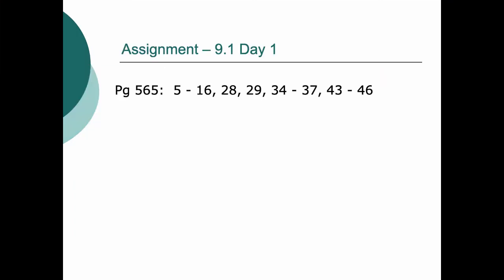All right, so that is all for 9.1 day 1. Today we talked about a lot of the vocabulary and the characteristics of a quadratic function. We looked at the axis of symmetry, we looked at the vertex, we looked at does it open up or down, we looked at if it's a maximum or minimum, we looked at zeros, and we looked at y-intercepts.